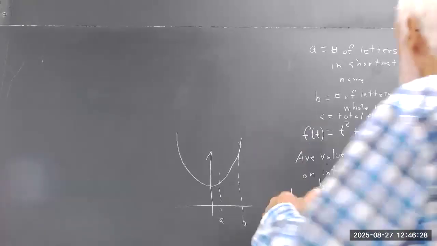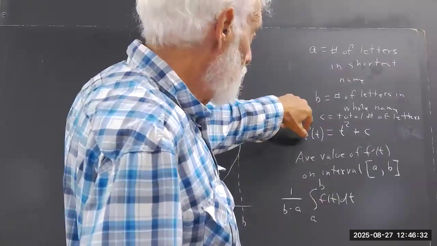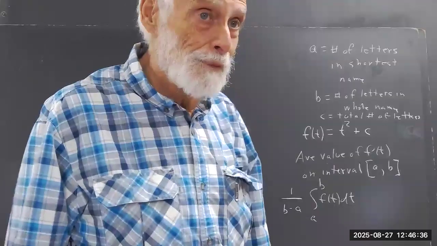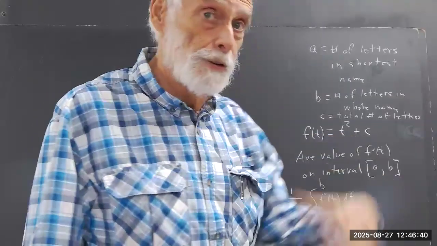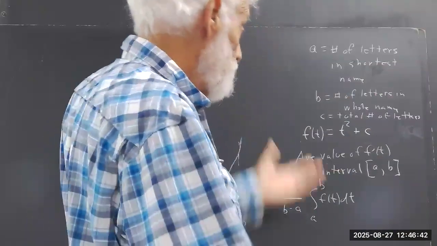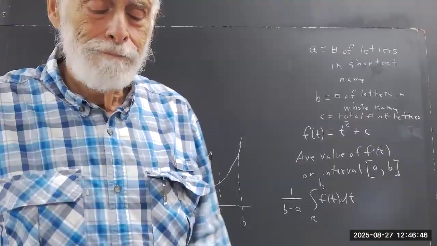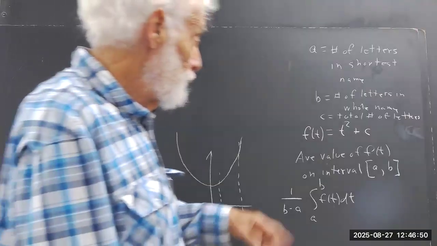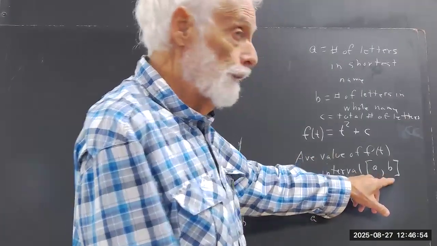Okay, that quiz was: A's the number of letters in your first name, B's the number of letters in your whole name, C's the total number of letters, which is of course the same as B in this case. f of t is t squared plus c, just like the integrals you do in this class, mostly pretty simple integrals, okay? And derivatives. Average value of f of t on the interval from A to B, and that's what I asked for.